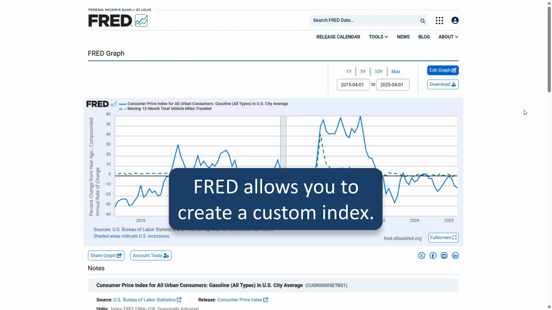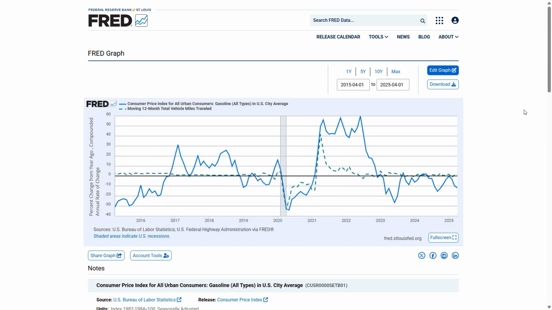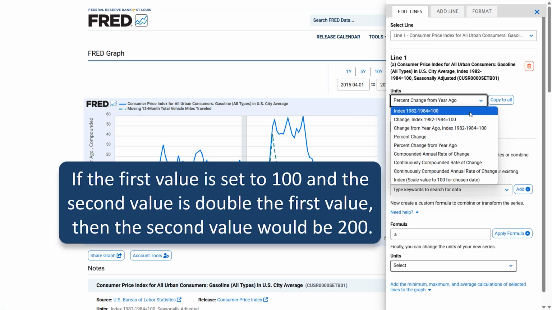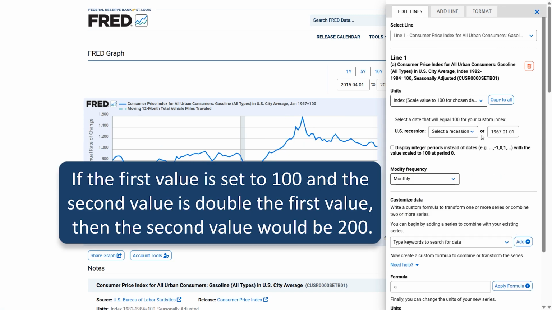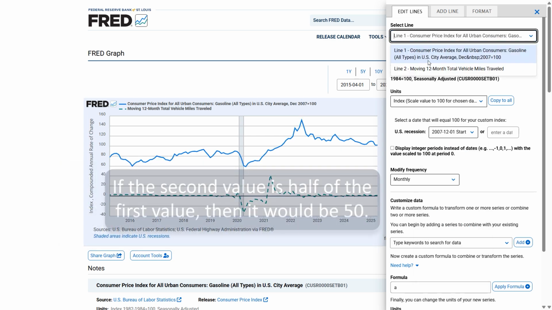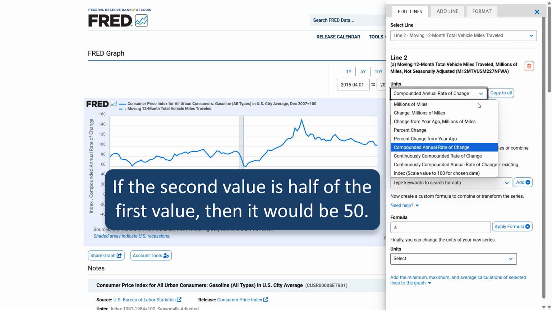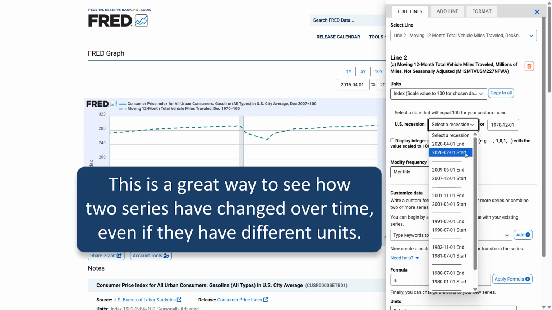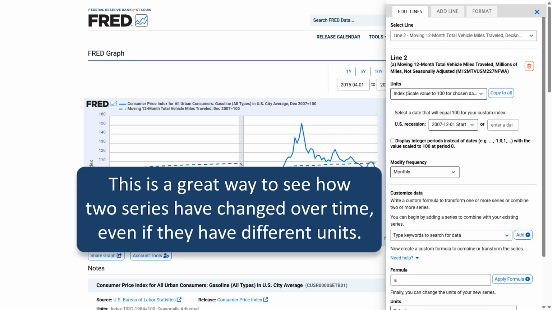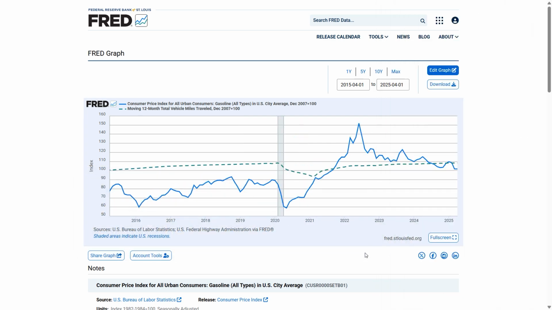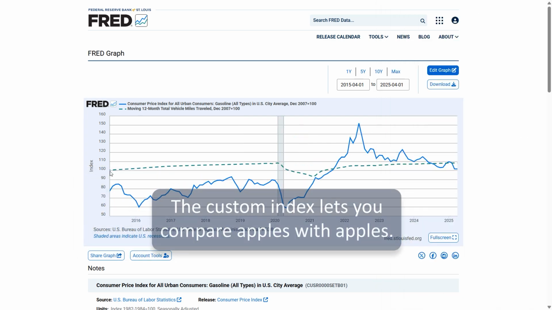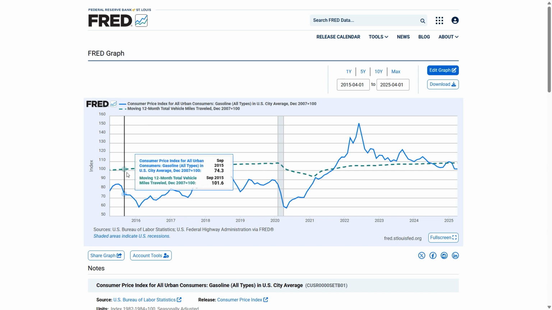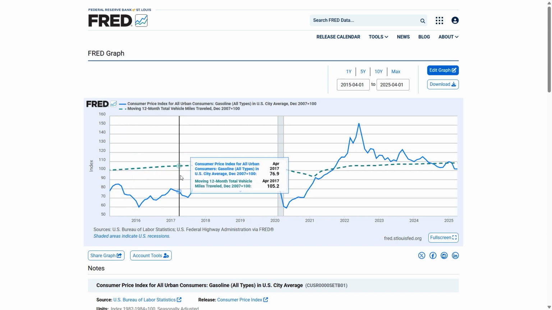FRED also allows you to create a custom index. You can transform the data so that one data point, which you choose, takes a value of 100, and all other points are calculated in relation to that first point. For example, if the first value is set to 100 and the second value is double the first value, then the second value would be 200. If the second value is half of the first value, then it would be 50. This is a great way to see how two series have changed over time, even if they have different units. In the simplest terms, the custom index lets you compare apples with apples. For example, comparing changes in the price of gasoline to changes in the number of vehicle miles traveled.